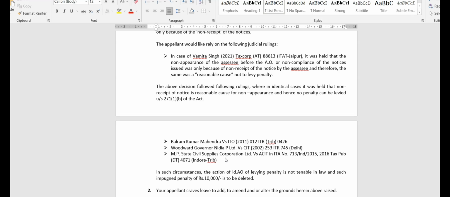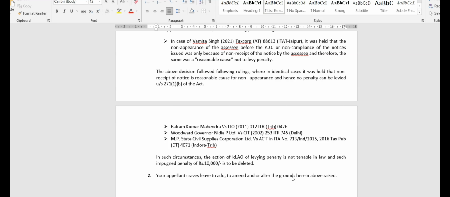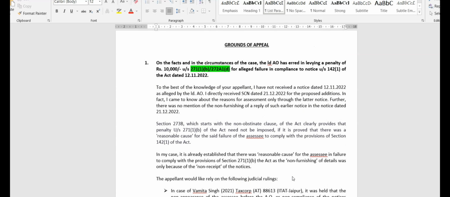In the circumstances, the action of the learned AO in levying penalty is not tenable in law, and such impugned penalty of 10,000 is to be deleted. So that was the only ground which is needed in this appeal.